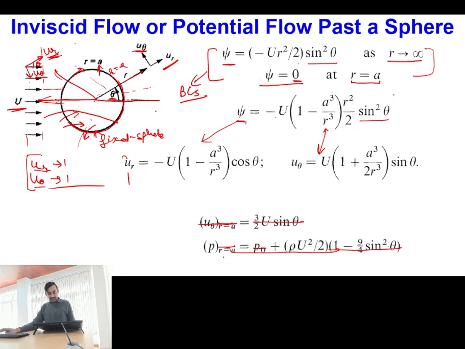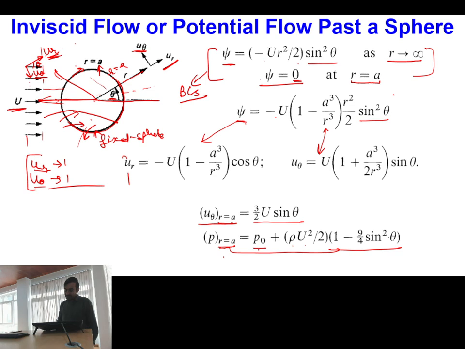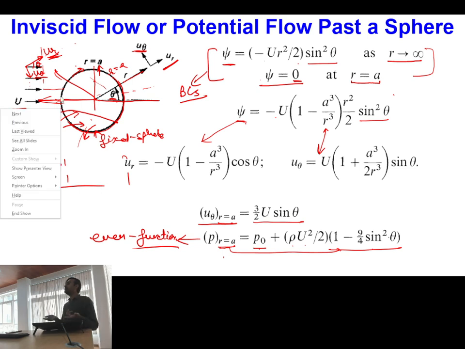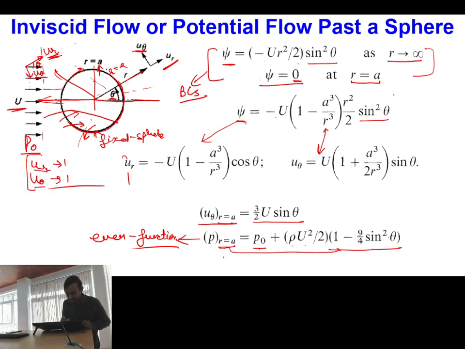Typically, if we calculate the pressure field at r equal to a, then my pressure is equal to P naught, where P naught is the free stream pressure, plus rho u square by 2 times 1 minus 9 by 4 sine square theta. One important physical inference you get here is that this pressure field is an even function. What is the meaning of this? Once you vary the angle from 0 to 90, you get some value of pressure, and when you go from 90 to 180, you find the same value of pressure. So the pressure in this direction and the pressure in this direction will be the same. Once the pressures are the same in both directions, then what will happen?